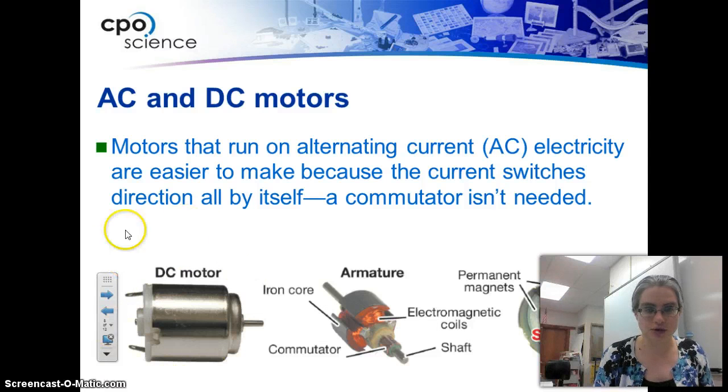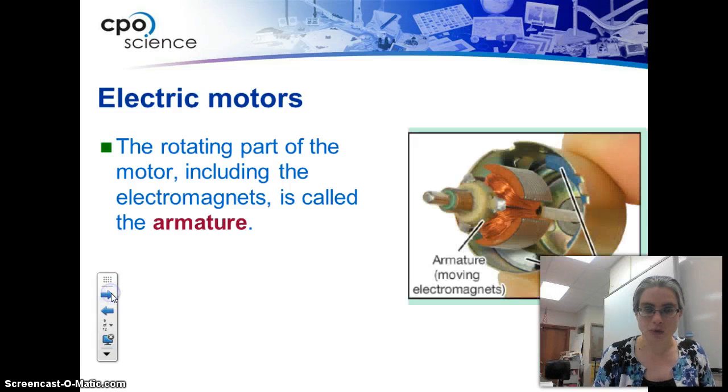So this is a direct current motor. And you've got the electromagnetic coils in there. You've got the commutator here. And you've got the shaft there that would spin. And you see the permanent magnets off to the sides. The rotating part of the motor, including the electromagnets, is called the armature. You've got the electromagnet here, permanent magnet here, and the armature, which is moving this electromagnet to move the shaft.